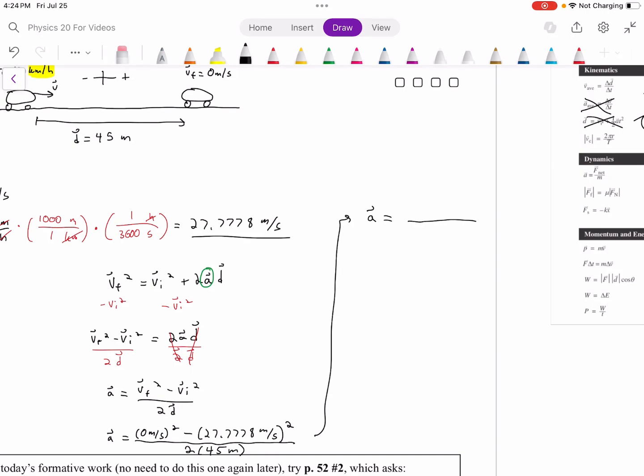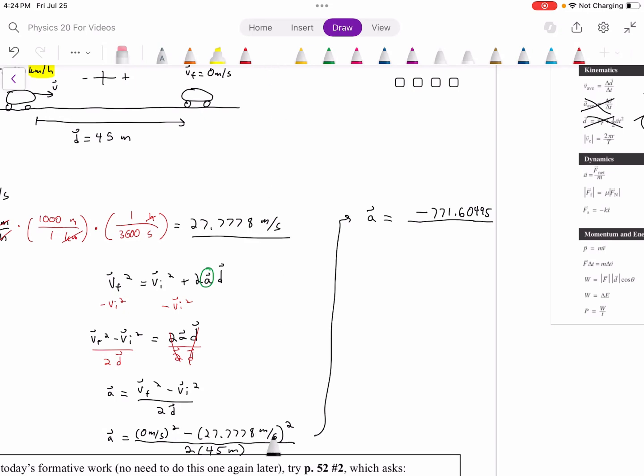We know we got 0 squared. Okay, well that's just going to be 0. But then we're going to subtract. Don't forget that, right? We're subtracting. And I would probably just square this to get whatever that is. My calculator gave me negative 771.60495. Hey, what would be the units on that?